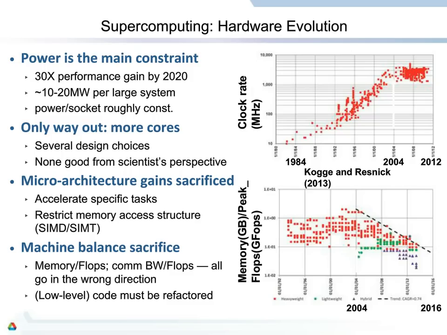And finally, one very important thing is that the machine balance is changing. That's an example of this memory to flops figure on the bottom right. And the same thing is happening with communication bandwidth versus flops. You have a limited amount of communication bandwidth, even though you have a lot of compute flops. All of these metrics are going in the wrong direction, meaning the machines are becoming more and more unbalanced, which means that a lot of code refactoring is going to happen in the future. So this is what this slide was supposed to convey. Now let's move on.